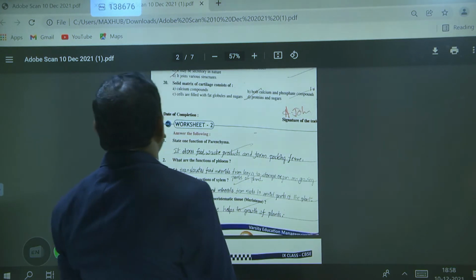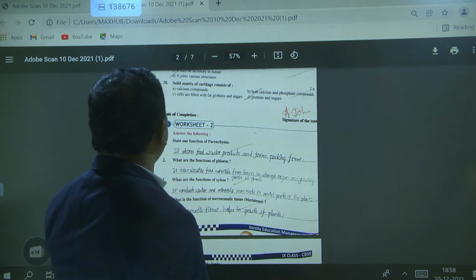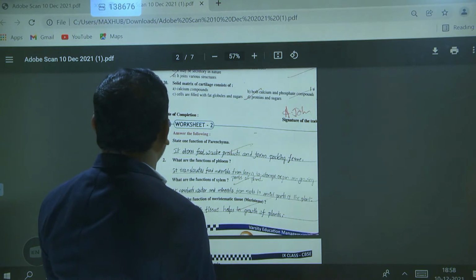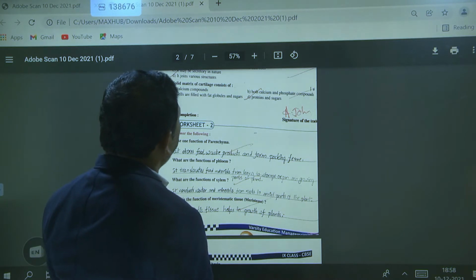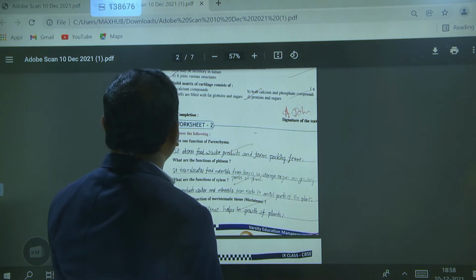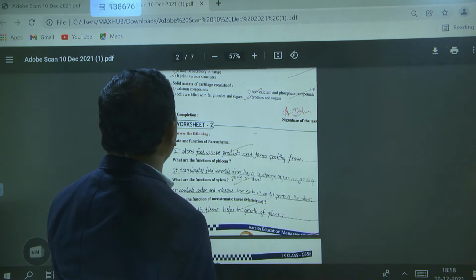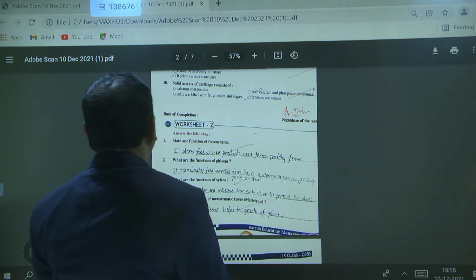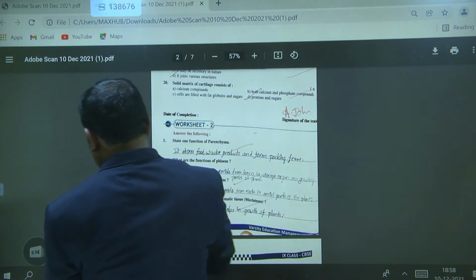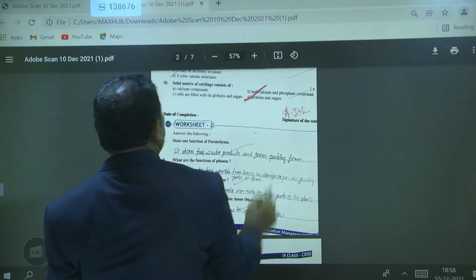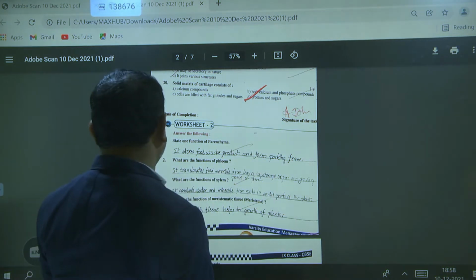Next, last one. The solid matrix of cartilage consists of calcium compounds, both calcium and phosphate compounds. Cells are filled with globules of protein and sugar. The answer is protein and sugar. So option D is the correct answer.